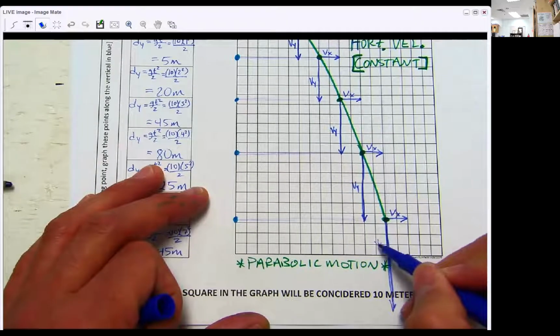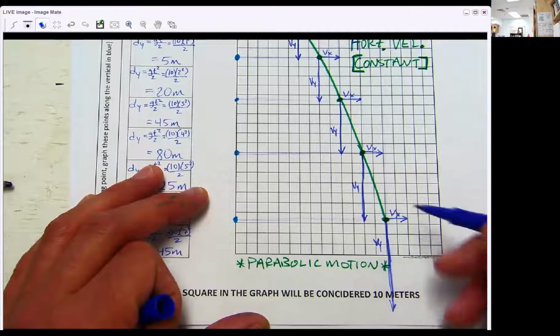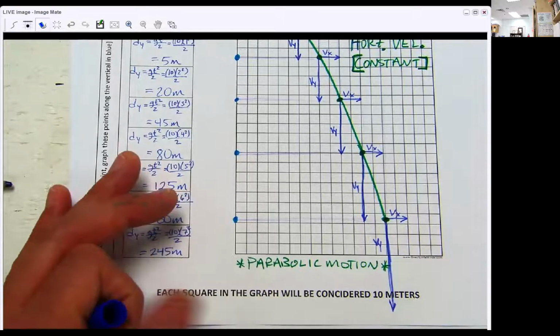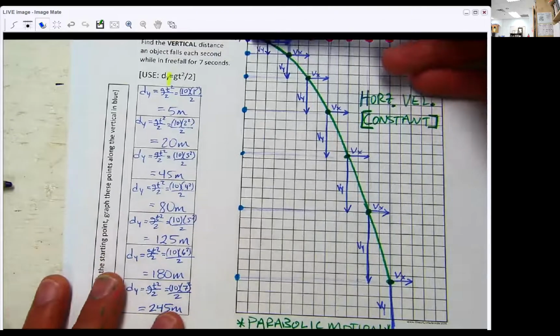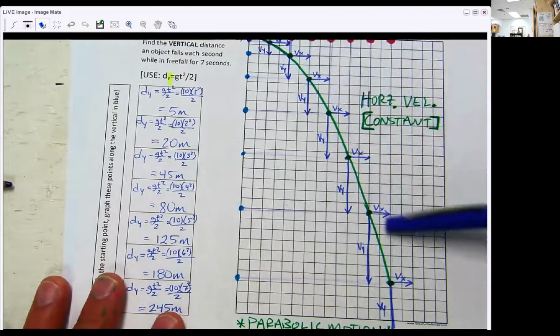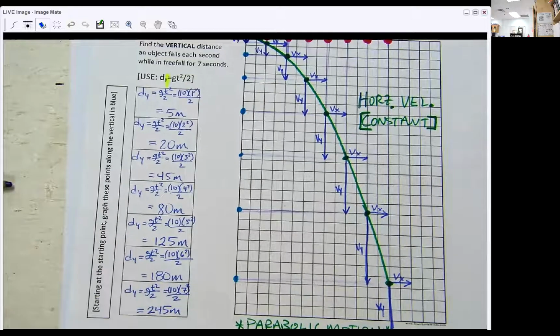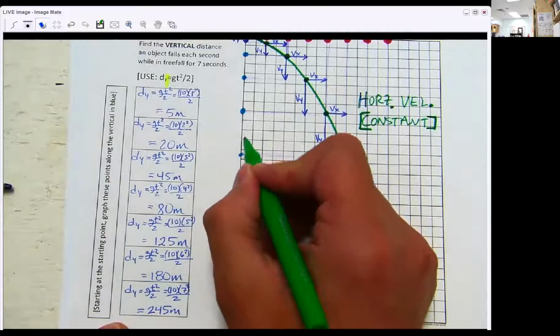So that way you have that one in there, if you wanted to. You don't have to. But again, we're increasing the length of the arrow for the vertical velocity. So what are we saying about the vertical velocity?